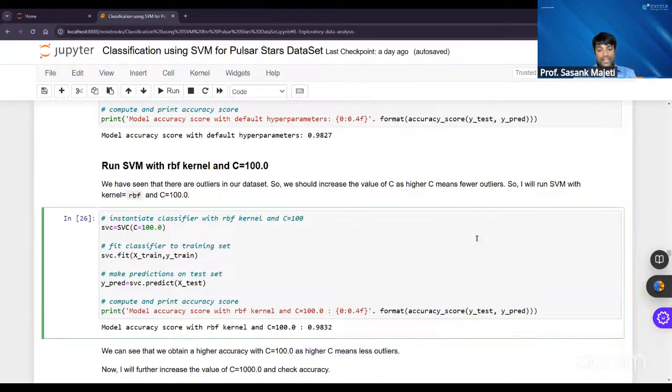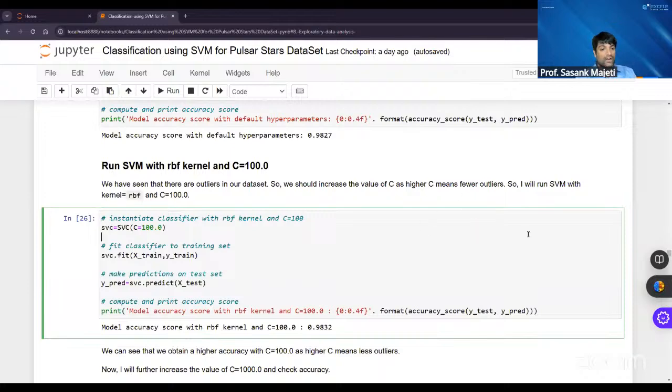If I run my SVM model with C equal to 100, even then I'm getting an accuracy of around 98%, if you see clearly, right? So still we are getting an accuracy of around 98%.